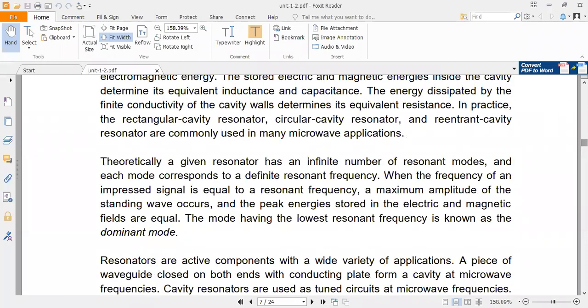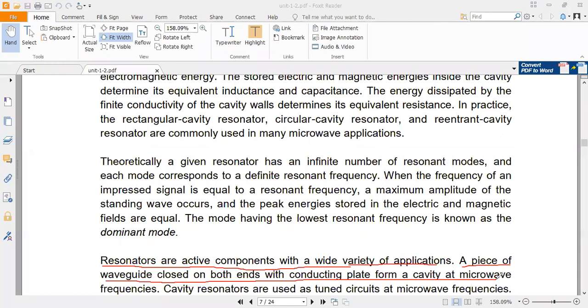The definition is very simple. Resonators are components with a wide variety of applications. It has many applications, as I mentioned, in tuned circuits, amplifiers, oscillators. In many things we can use these resonators. So what is a resonator? Then obviously you will get the doubt. A resonator is a piece of waveguide, closed on both ends with conducting plates, forming a cavity at microwave frequency.